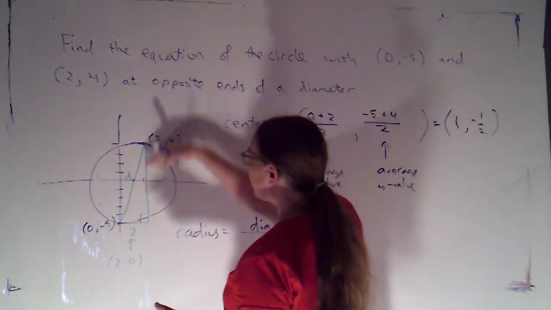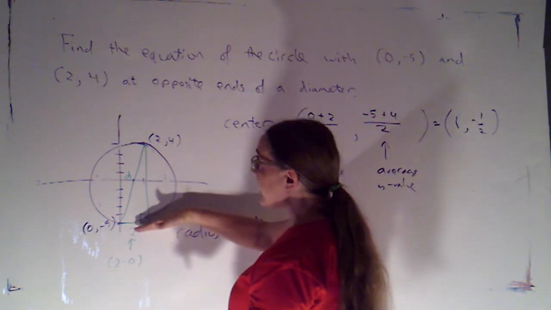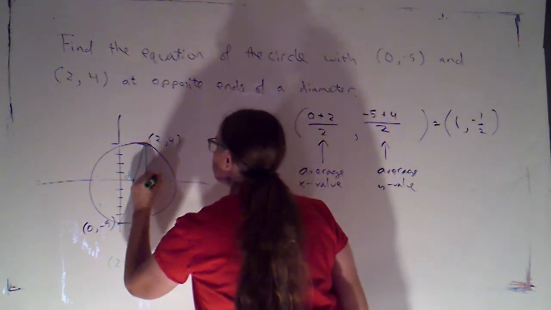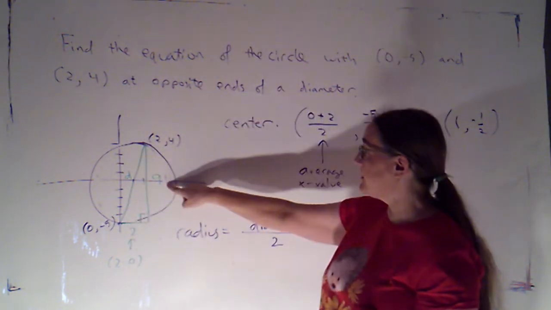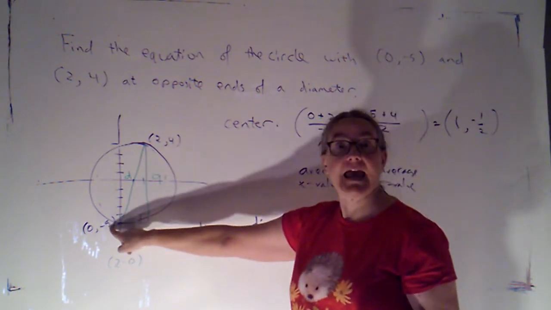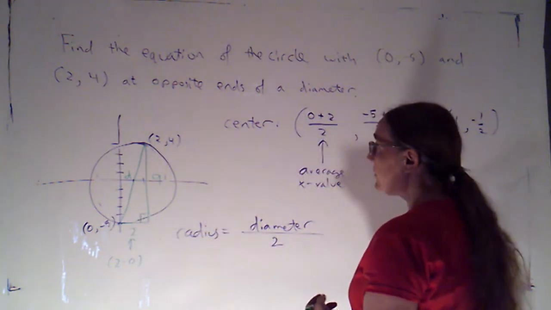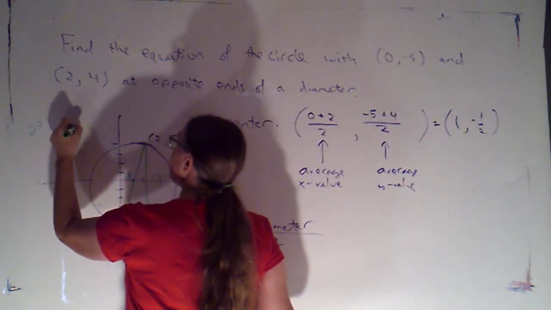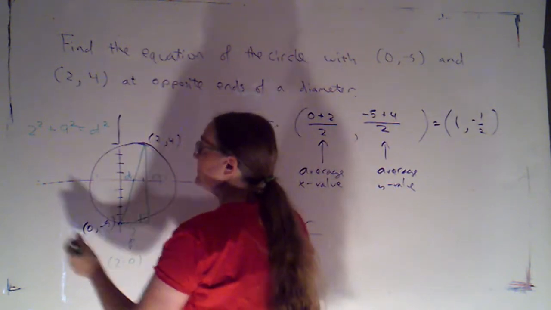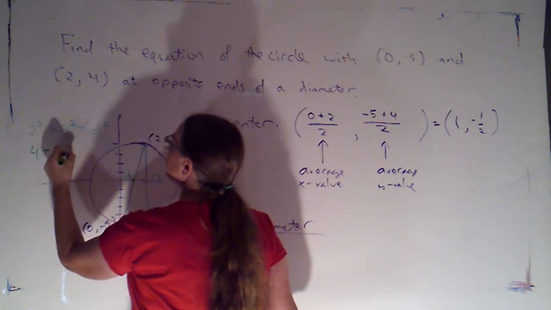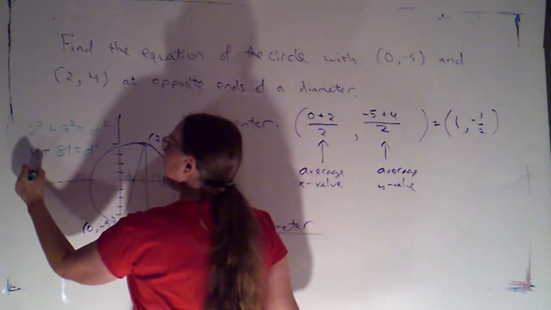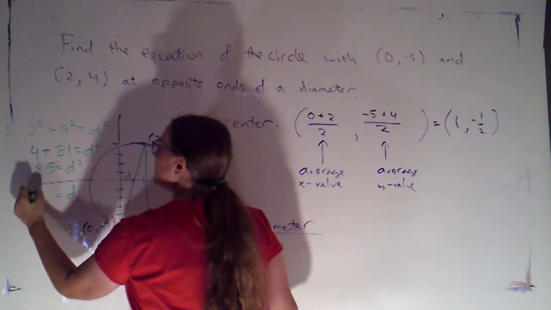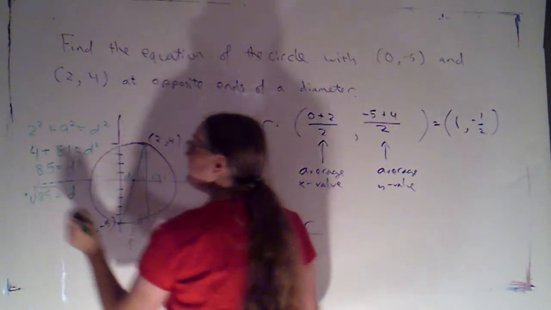Okay, what's this vertical distance? Well, here we're 5 below the x-axis, and here we're 4 above it. Looks like this is going to be 9. And of course I could get that as 4 minus negative 5. All right, so I'm able to then say Pythagorean theorem, 2 squared plus 9 squared is equal to d squared. That's 4 plus 81 is equal to d squared. 85 is the diameter squared. The diameter will be the positive square root of 85.